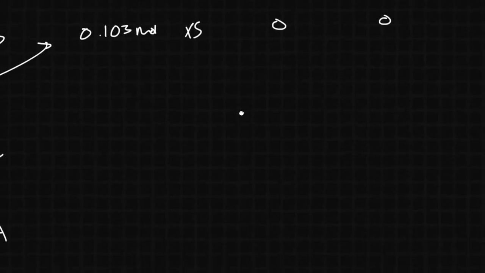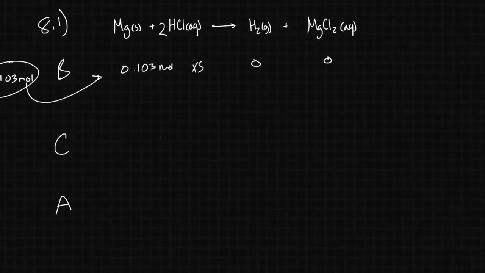Now here, I'm going to use my magnesium. I'm probably going to use all of it. So that's what I'm going to put here. I think I'm going to use all of my magnesium. I don't see any reason why I couldn't. So we had 0.103 moles of it, we used 0.103 moles of it and have none left over.